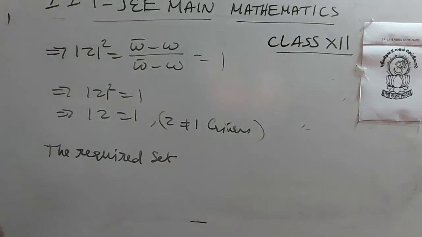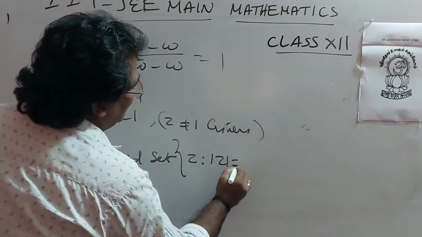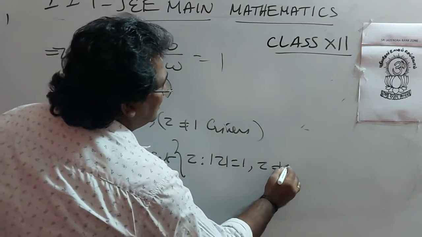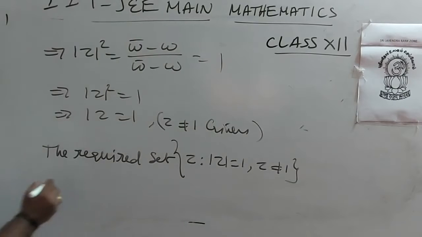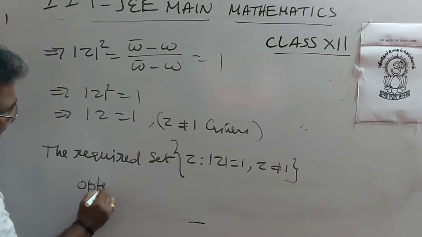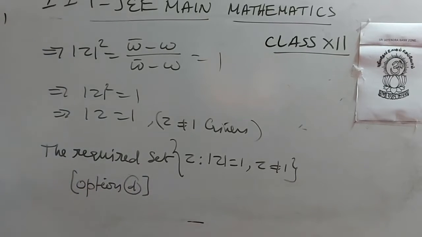The required set of all z such that modulus z equal to 1, z not equal to 1. Option D.